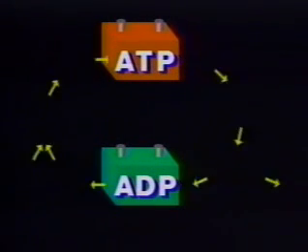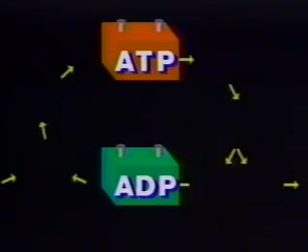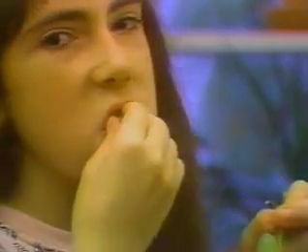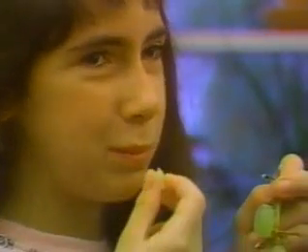The energy for charging the ATP battery comes from cellular respiration, the gradual, continuous process of releasing energy from food molecules.